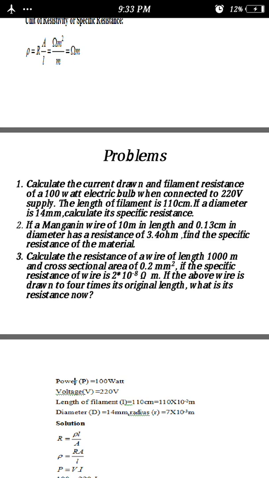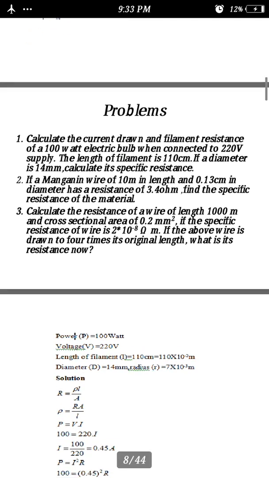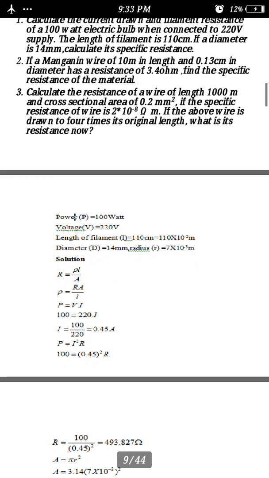One thing you have to keep in mind is that we have to consider the terms in the same unit, that is, the length and the diameter must be in the same unit. So we are going to convert these terms into meter. The length 110 centimeter and the diameter 14 millimeter have to be converted into meter.